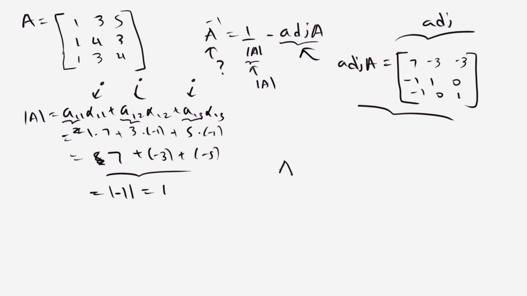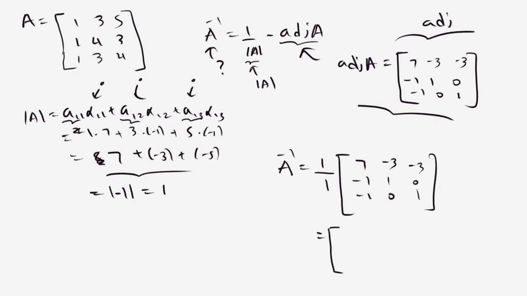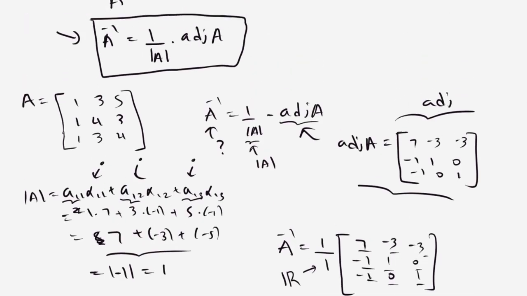So now we can find our inverse. It will be 1 times the corresponding adjoint matrix: 7, minus 1, minus 1, minus 3, 1, 0, minus 3, 0, 1. In this case we were lucky, we just got 1. If this can be any kind of real number, you have to divide each and every element of the adjoint matrix by that value. In this case we divide each element by 1, so it simply produces the exact same adjoint matrix. So 7, minus 1, minus 1, minus 3, 1, 0, minus 3, 0, 1. This is the final outcome, and that is how we find the inverse of a given matrix by using the adjoint method.